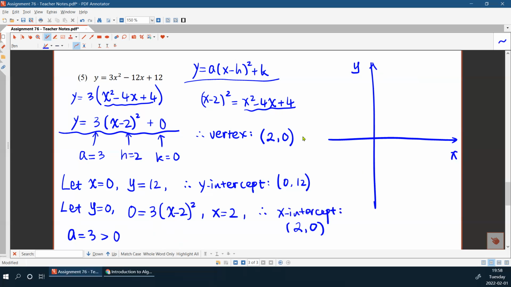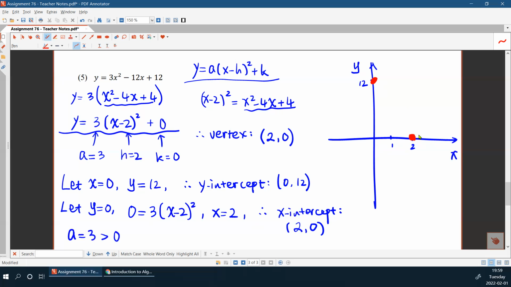Y-axis, x-axis. So first of all, the vertex is (2, 0). So 1 is here, 2 is here. Vertex is (2, 0). That means this is the vertex. And then we found that the y-intercept is (0, 12). So (0, 12) is about here. This is the y-intercept, right? And the x-intercept is (2, 0), which is also the vertex.